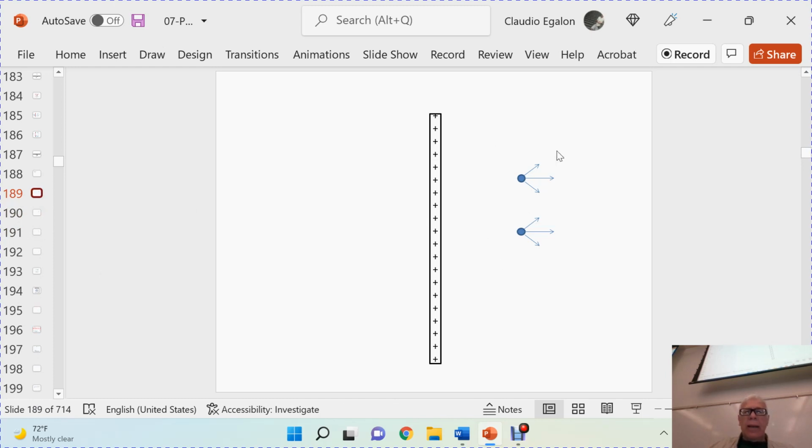You can get the infinitesimal contribution from this little charge that we have at this spot, the dq, and you're going to get an electric field that goes like that. You do the same for this other spot, and you're going to get an electric field that goes like that.